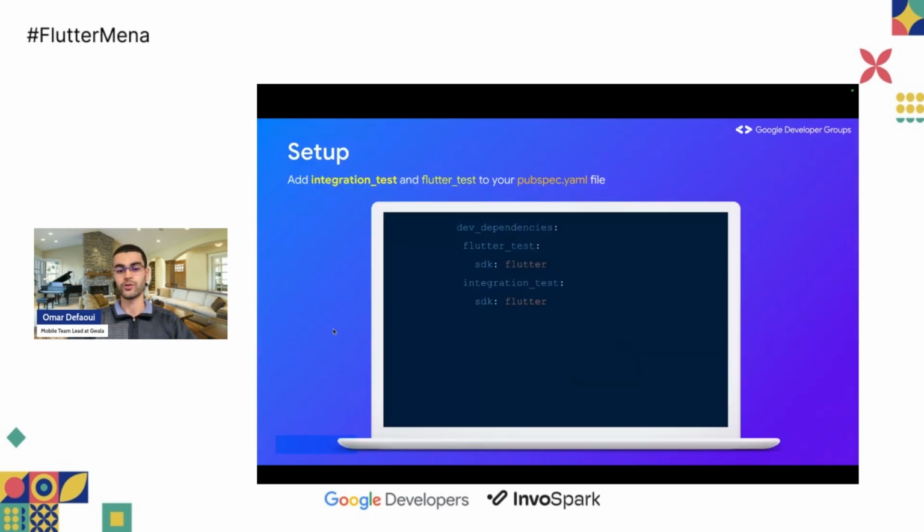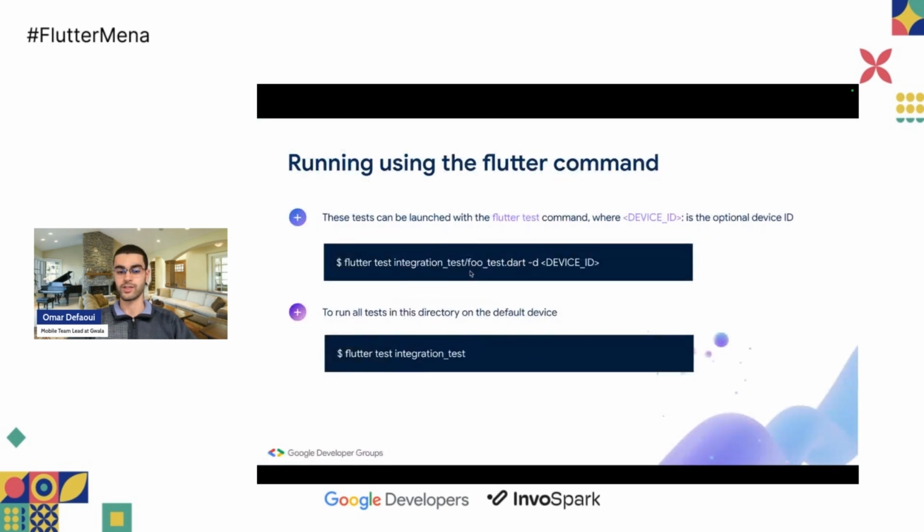But if we want to specify the test that we want, we can add slash and we add the name of the file that we want to test. And of course, if we have more than one device connected to our machine, we can specify which device we want to use. And of course, if you want to get the device ID, you can use the command flutter devices, and you will get every device and its ID. So you can include it here.